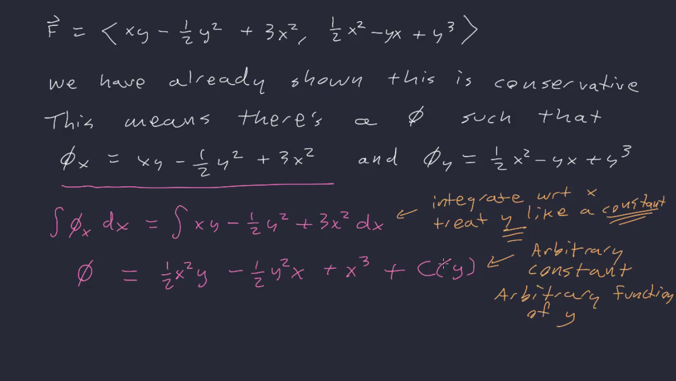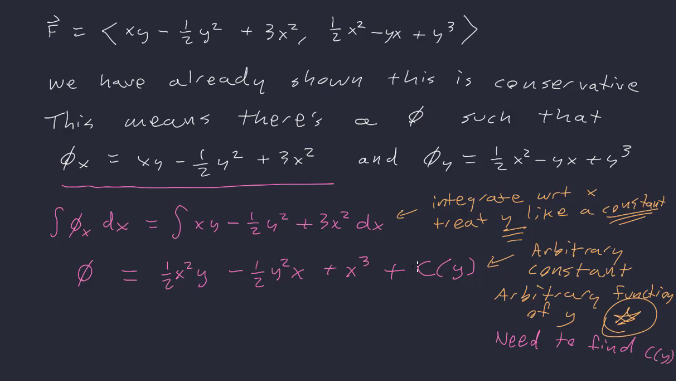Right? Because we could have any y function here, and if we differentiated this with respect to x, any of our y's would go to 0. Okay? So this is the thing that makes this work. It's the thing that makes this thing tick, and it's really the thing that makes it complicated. Okay? So now that we've gotten here, we need to find this c of y. Right? So we need to find c of y.